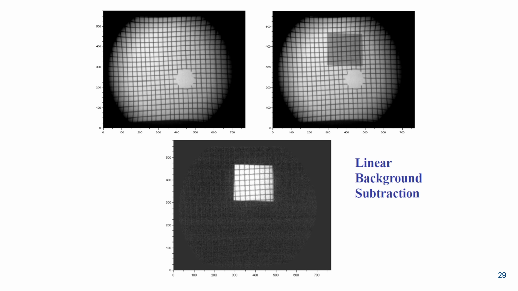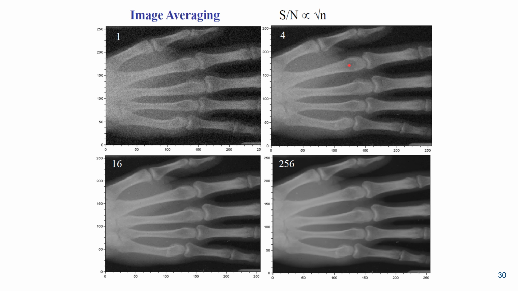The other thing we can do is a background subtraction. So here's two images. This is the tennis racket with a hole in it, and then we have this object behind it. If we do a subtraction of these two images, what we're left with is the features which are different in those two, and in this case it's this region here. So this is a linear background subtraction.